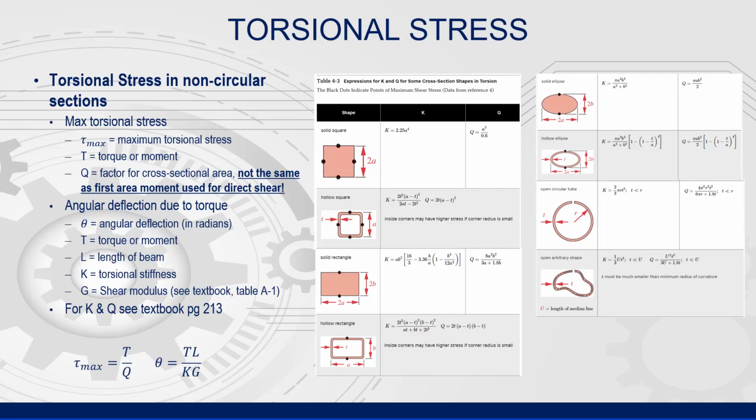If you have a beam that's subjected to torsion with a non-circular cross-section, a different stress formula must be derived from the basic formula T divided by Q. In this equation, the variable Q is a factor related to cross-sectional area, but it is not the same as the first area moment that we used for the transverse shear equations.